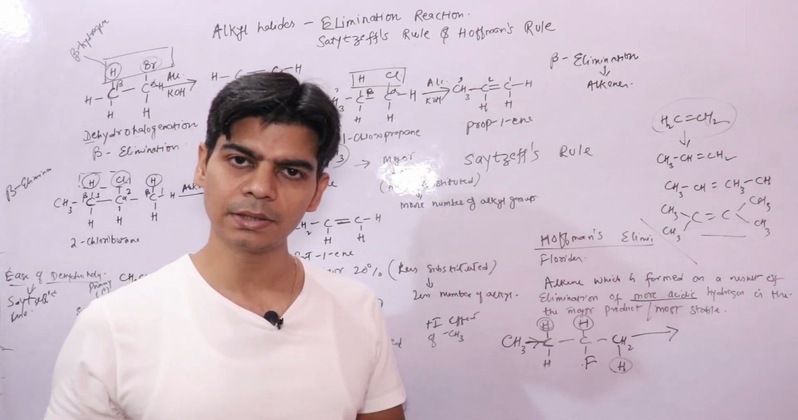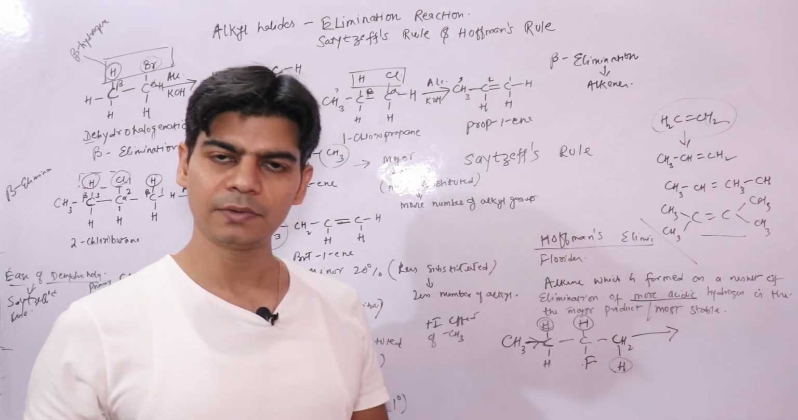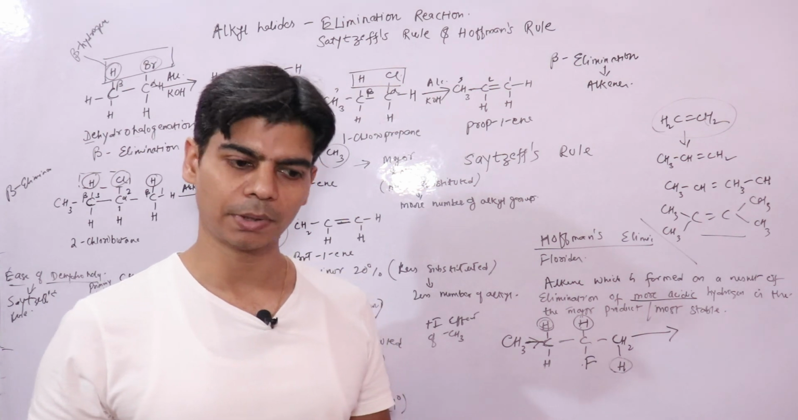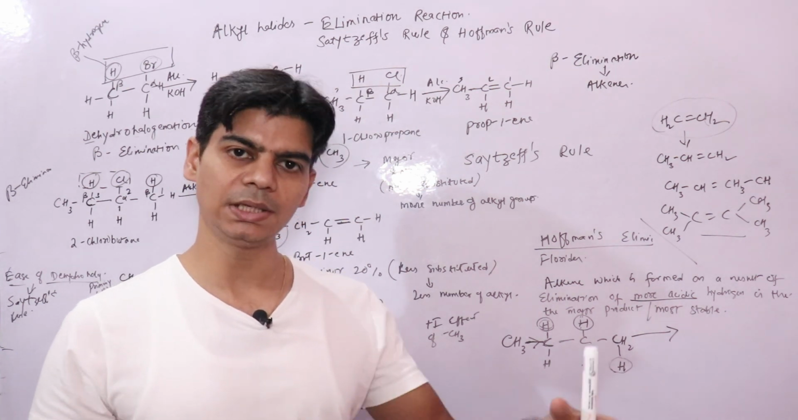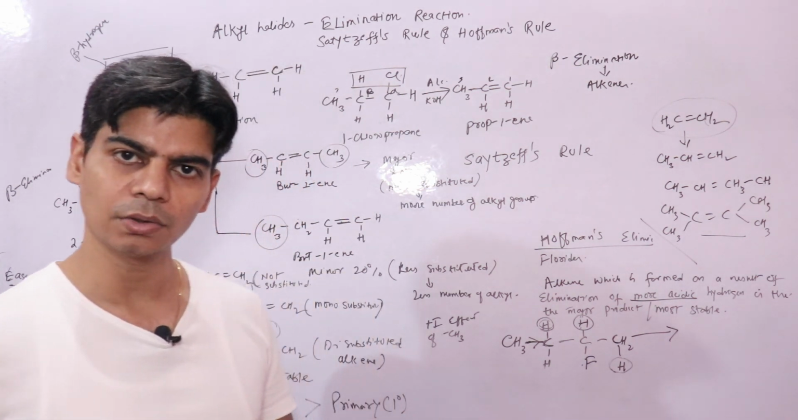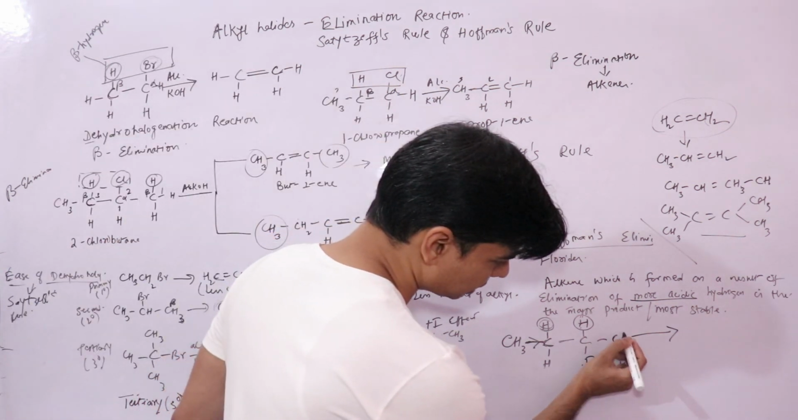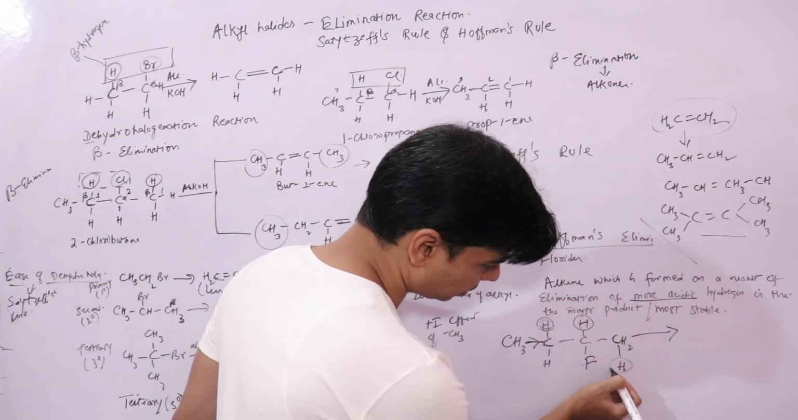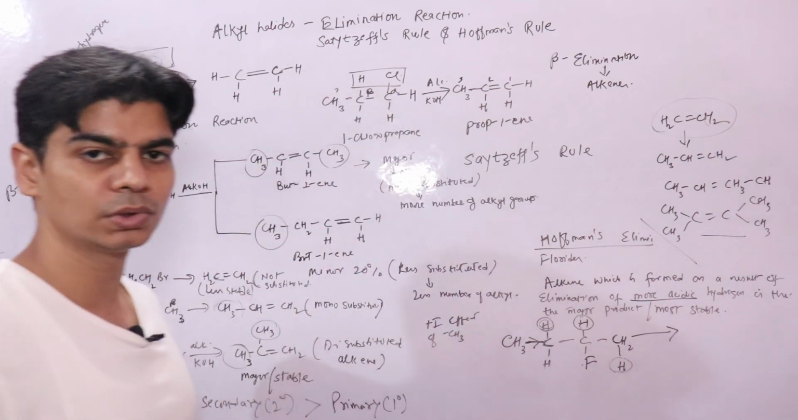When we talk about the acidic nature of any compound, we are talking about how easily it can donate a proton, or hydrogen atom. So from this position, this hydrogen atom can be most easily lost.